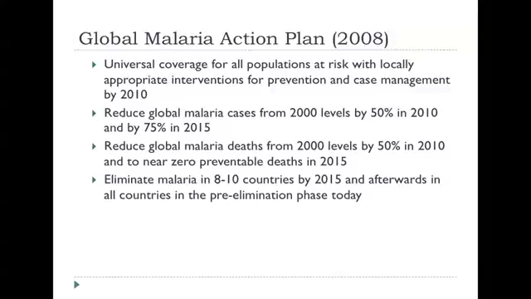across the world, various bodies, including these global bodies. So the Global Malaria Action Plan was hatched in 2008. The idea was that you'd have universal coverage for all populations at risk, with locally appropriate interventions by 2010. They set these ambitious goals of getting down the number of cases by 50% in 2010 and 75% in 2015, reduce malarial deaths by 50% and to near zero preventable deaths in 2015, and eliminate malaria in 8 to 10 countries by 2015 and afterwards in all countries in the pre-elimination phase.